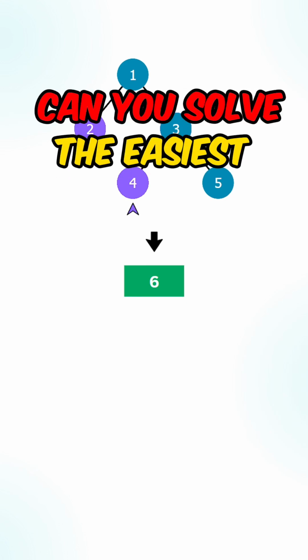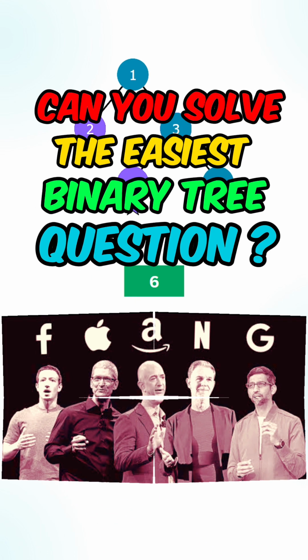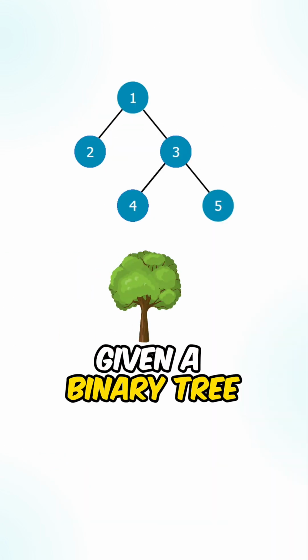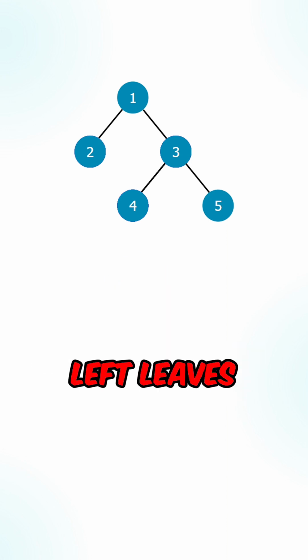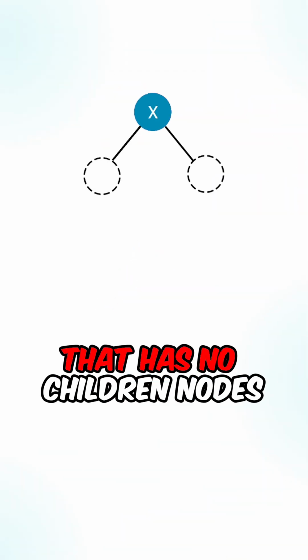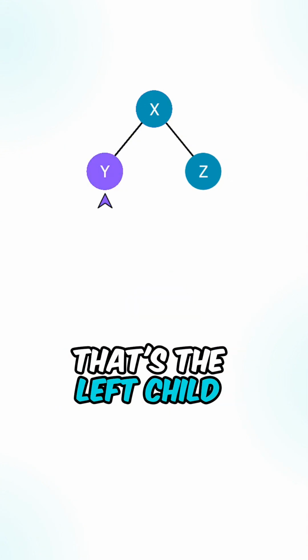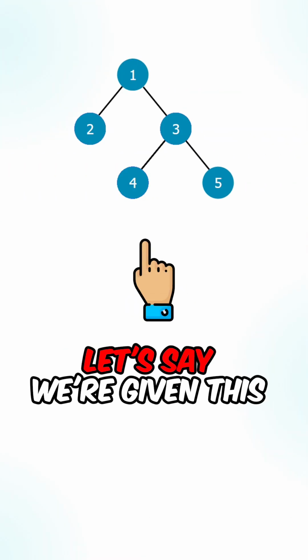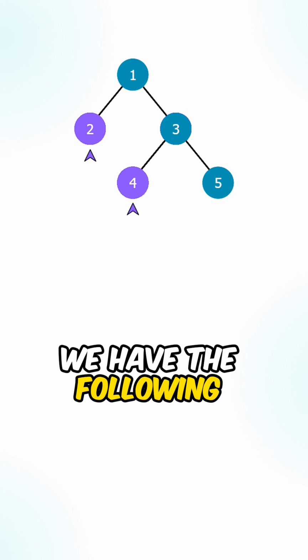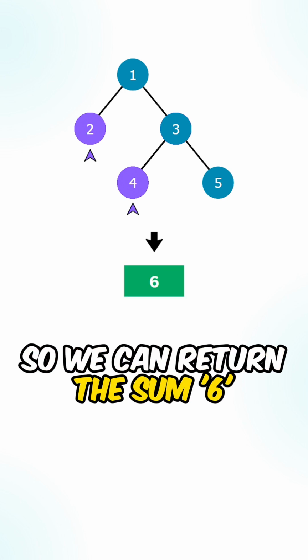Can you solve the easiest binary tree question that appears at every single company? Given a binary tree, return the sum of all of the left leaves. A leaf is a node that has no children nodes, and the left leaf is a leaf that's the left child of another node. Let's say we're given this binary tree, we have the following left leaves, so we can return the sum 6.